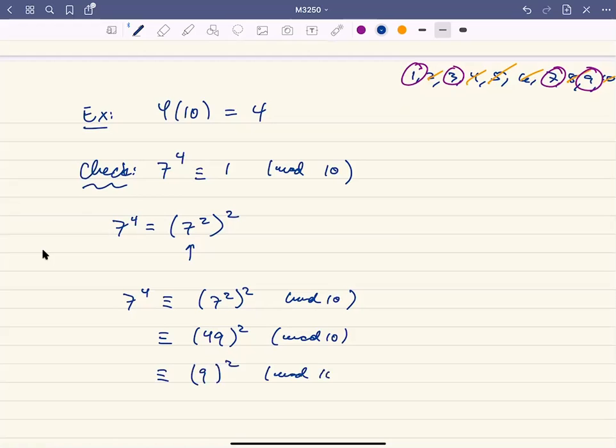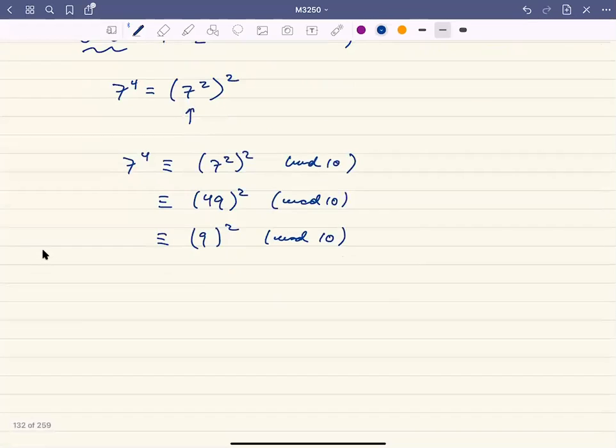Okay, so you don't really have to compute 7 to the 4th. You just have to successively square each of these numbers. Now 9 squared is 81, and 81 ends in 1, therefore it's congruent to 1 mod 10. Okay, so that really is congruent to 1 mod 10. So 7 to the 4th really is congruent to 1 mod 10.